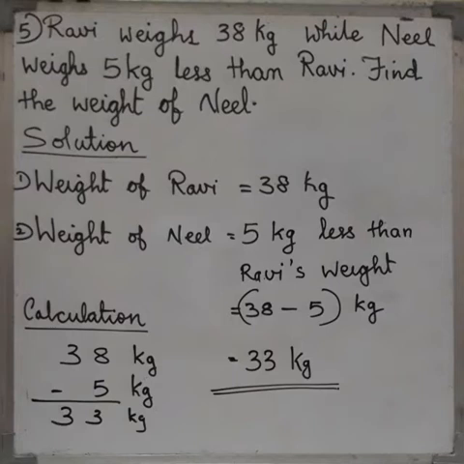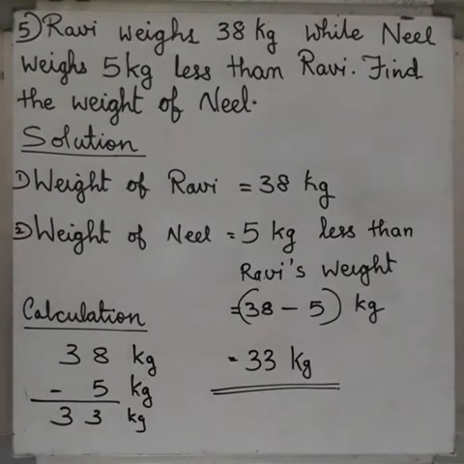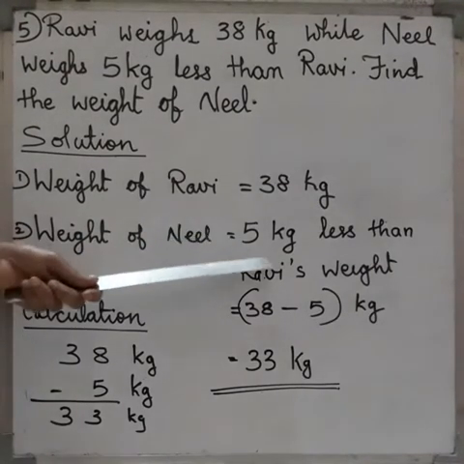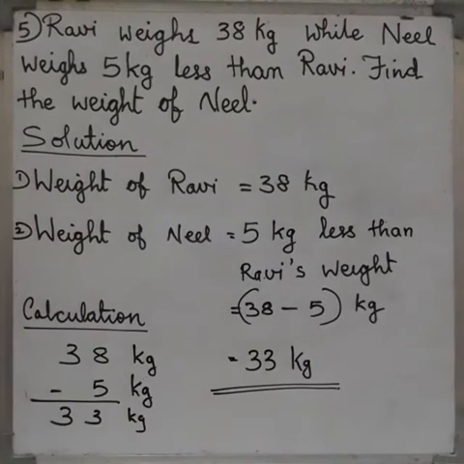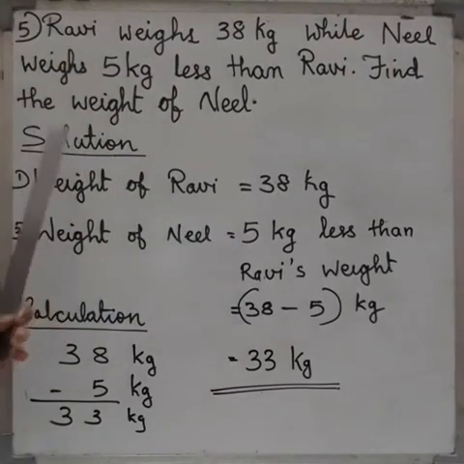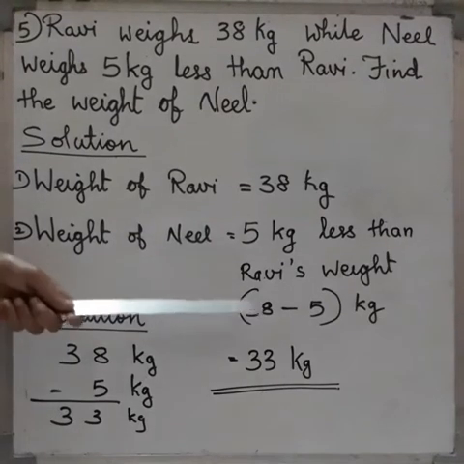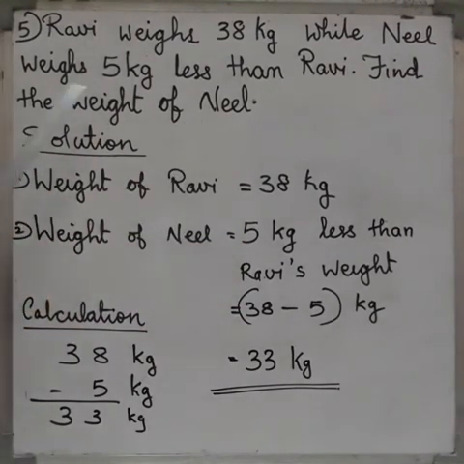So, see the solution. Weight of Ravi is given 38 kilogram. And weight of Neil is 5 kilogram less than Ravi's weight. That is, we know the weight of Ravi is 38 and Neil's weight is 5 kilogram less. Less means what we want to do? Less means we have to subtract Neil's weight from Ravi's weight.